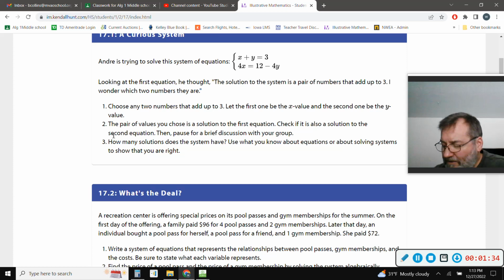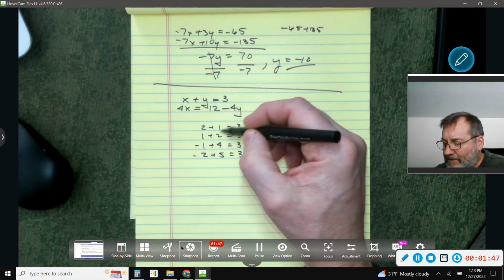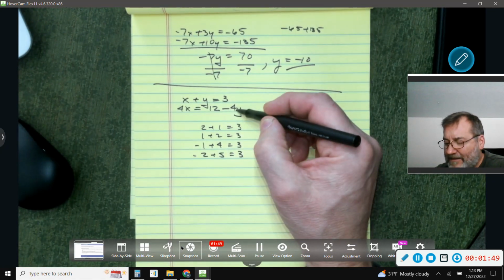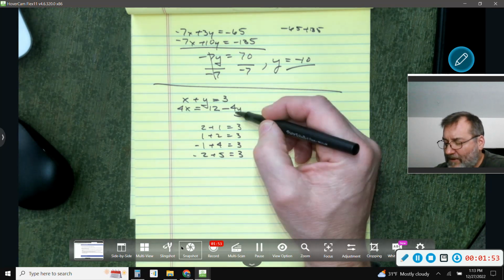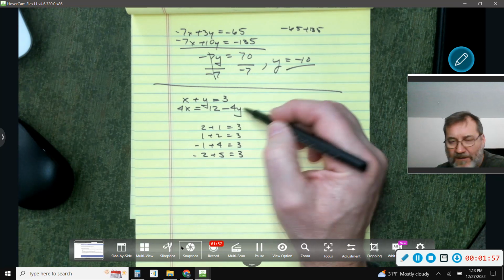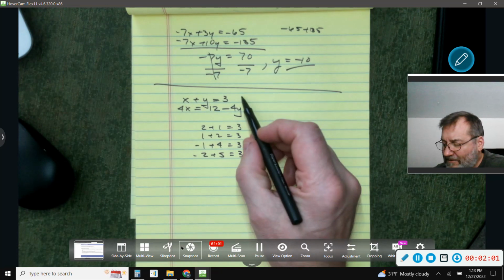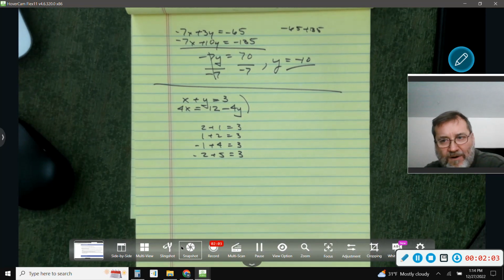And look at 1 and 2. 4 times 1 is 4. And if you put in a 2, it's going to be 12 minus 8. And so it just keeps going that way. No matter what combination you come up with, if it works in one, it works in the other. Well, the idea here is these are exactly the same two equations.